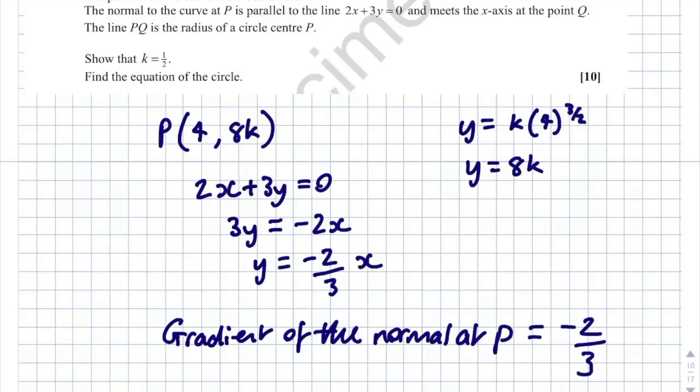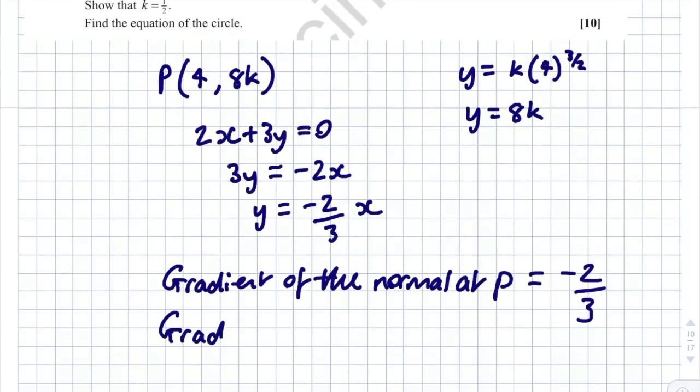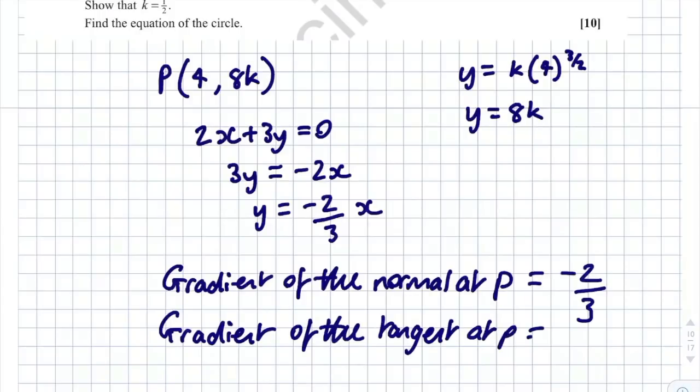Now we're also told that the normal to the curve at P meets the x-axis at the point Q, and then the line PQ is the radius of a circle. What that means is that the line PQ must be perpendicular to the tangent. And remember, we know that the tangents are perpendicular to the normal. So what we can say is the gradient of the tangent at P is the negative reciprocal of minus 2/3, which is going to be 3/2.